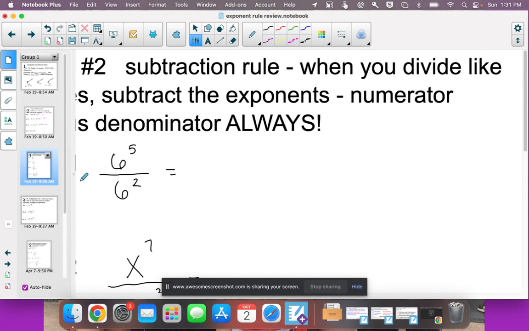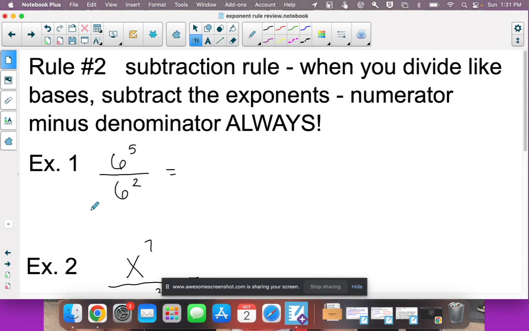Okay, so now we have the subtraction rule. Okay, same thing. Your bases have to be the same, must be like bases. Okay, so the way this works, if you see something that is being divided, and remember, fractions mean division. When you see something that's being divided, like bases, you're going to subtract your exponents, okay? And it is always numerator minus denominator, top minus bottom.